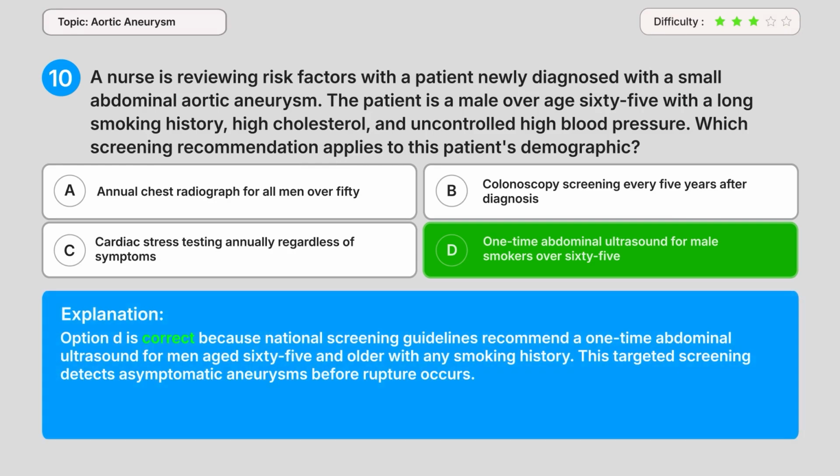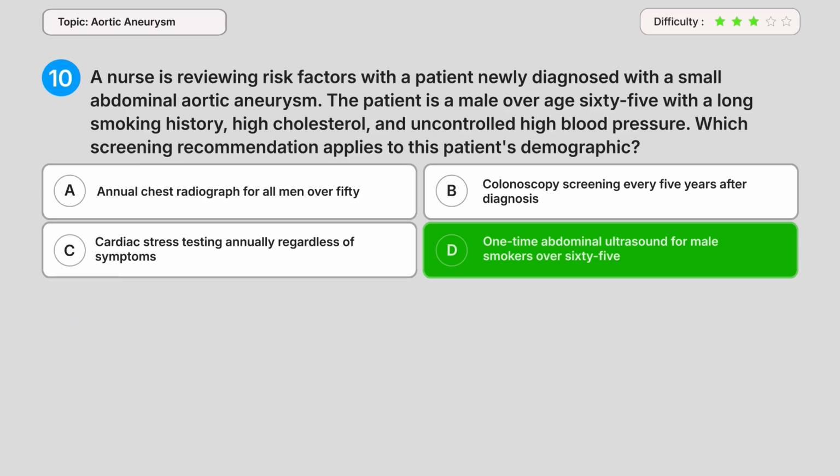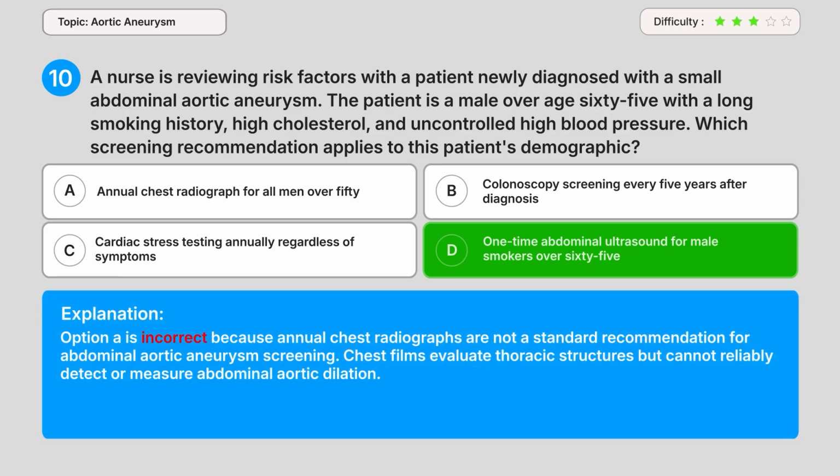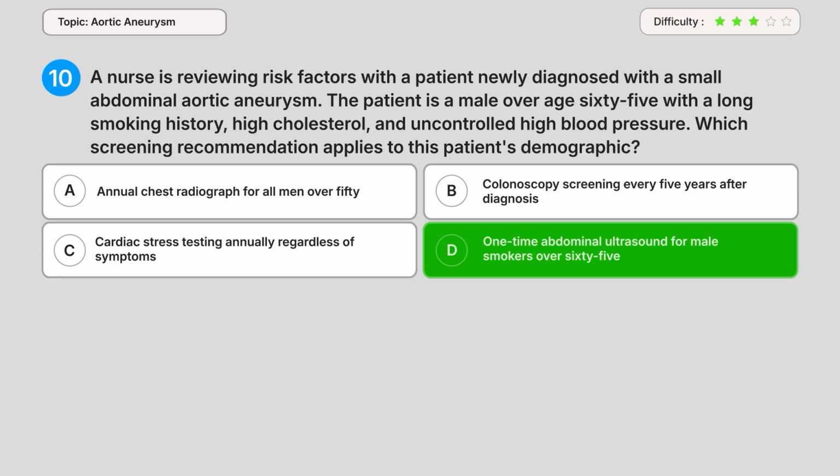Explanation. Option D is correct, because national screening guidelines recommend a one-time abdominal ultrasound for men aged 65 and older with any smoking history. This targeted screening detects asymptomatic aneurysms before rupture occurs. Option A is incorrect because annual chest radiographs are not a standard recommendation for abdominal aortic aneurysm screening. Chest films evaluate thoracic structures but cannot reliably detect or measure abdominal aortic dilation.